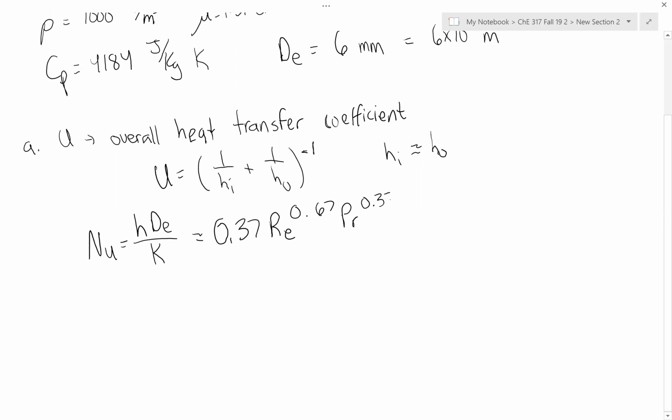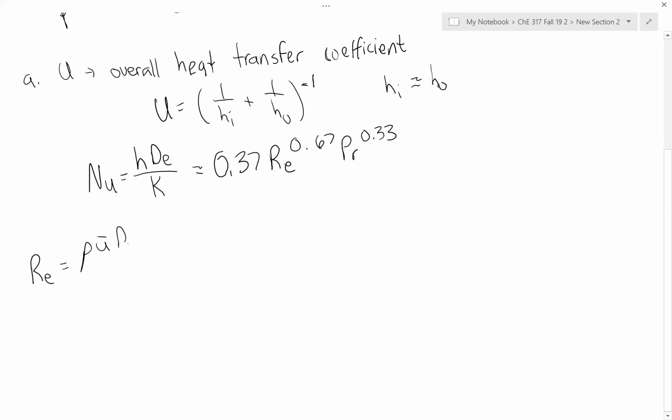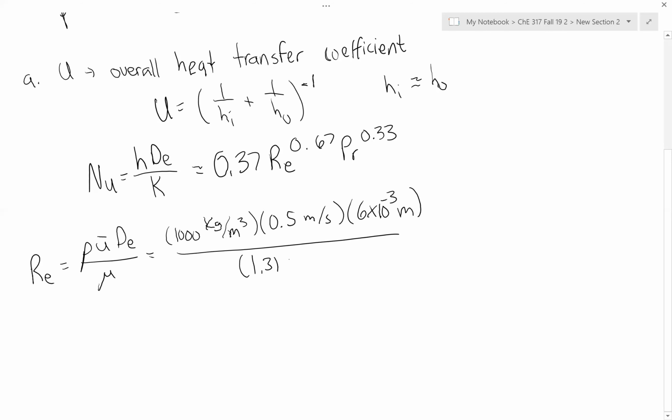Reynolds here is going to be calculated as density times velocity times effective diameter over viscosity. So I have 1,000 kilograms per cubic meter times 0.5 meters per second times 6 times 10 to the minus 3 meters divided by 1.31 times 10 to the minus 3 Pascal seconds. This calculation comes out to be 2,290.